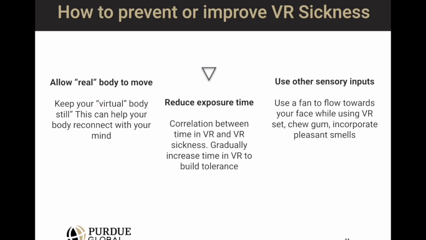Along those same lines, you can use some other sensory inputs. If you have a fan blowing on you, if you're chewing gum or have a mint, or have some essential oils and pleasant smells going in the room, that can help keep your brain grounded to where you are in space and time. And that could help potentially improve some of your symptoms.